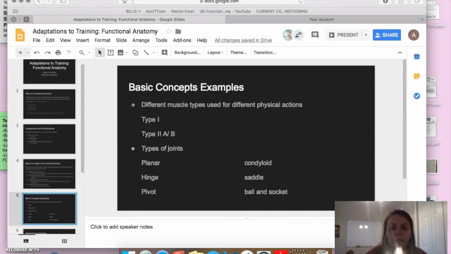Okay, so I will cover the basic concept examples for functional anatomy. I'm going to start by talking about the different muscle types used, which are going to be the type 1 and type 2 fibers. So type 1 fibers are going to be the low force, high endurance activities such as a long run, long duration walk, something that doesn't require a lot of speed or force, just a lot of time.